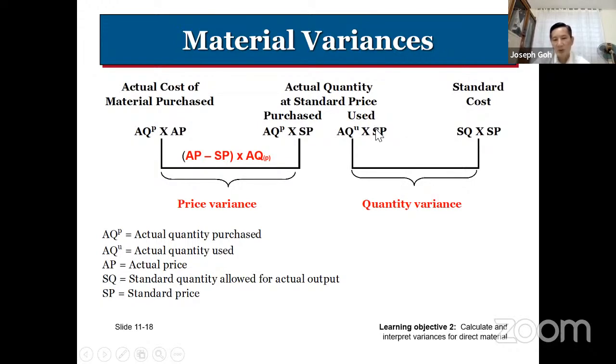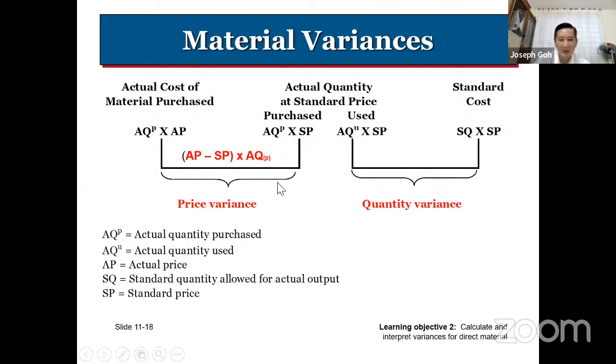Let's say to produce a finished product, the standard quantity allowed is 1,000, but you use up 1,001. So there is always a comparison in this case. You can see here, this is repeating on the left hand side. So it's actually the actual quantity used minus the standard quantity allowed times the standard price.